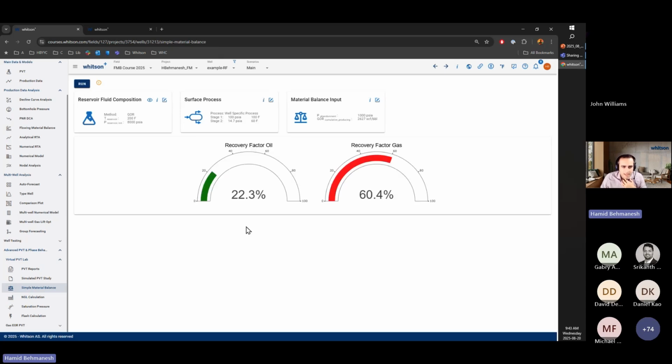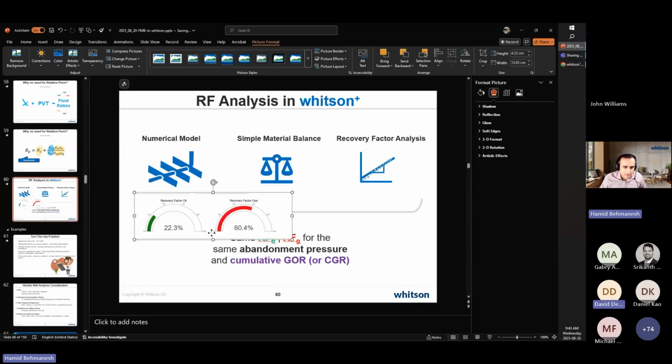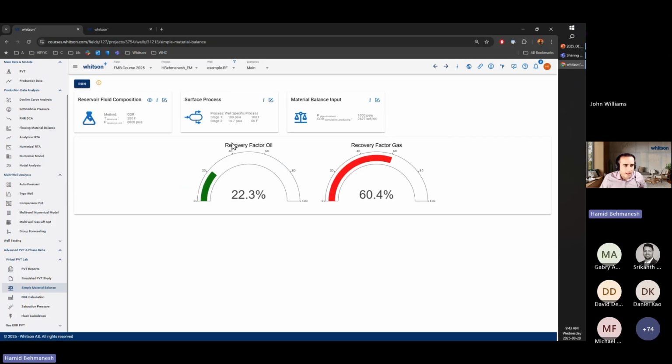So this is my material balance calculation. It perfectly assumes tank-type behavior, like a PVT cell. Basically, I drop the pressure to 1000 and my cumulative GOR is this much. So I'm going to copy this and put it in my slide deck for the sake of comparison, and then go to the numerical model again.